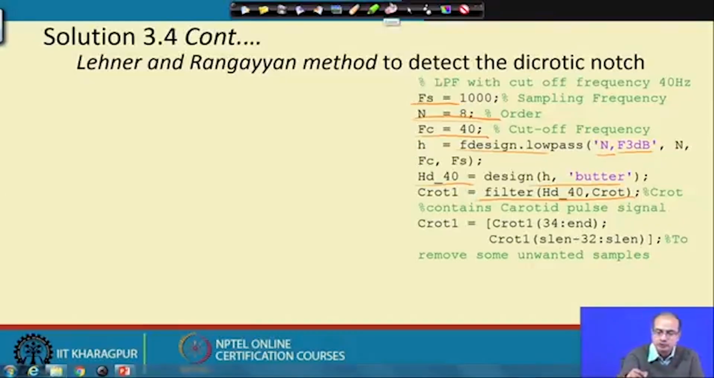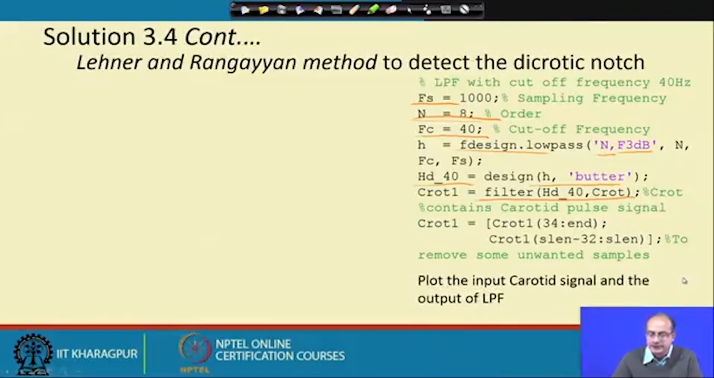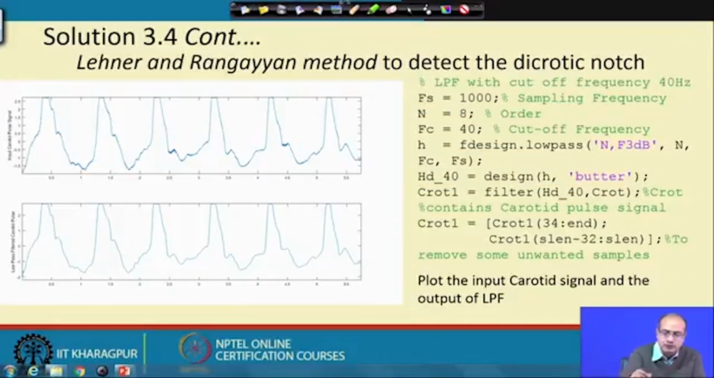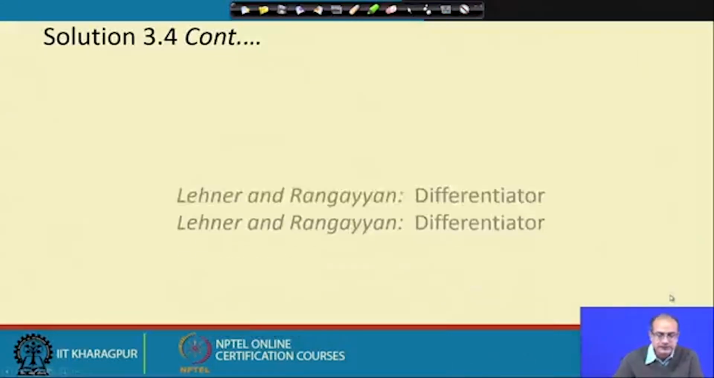So, we are removing some initial part, that which is having the transient, and then we go for the plot of the signal. Okay. So, after the Butterworth low pass filter, the noises present earlier, which were visible here, are removed. So, that is a good thing, that we could get rid of those noises. So, that is the first task.